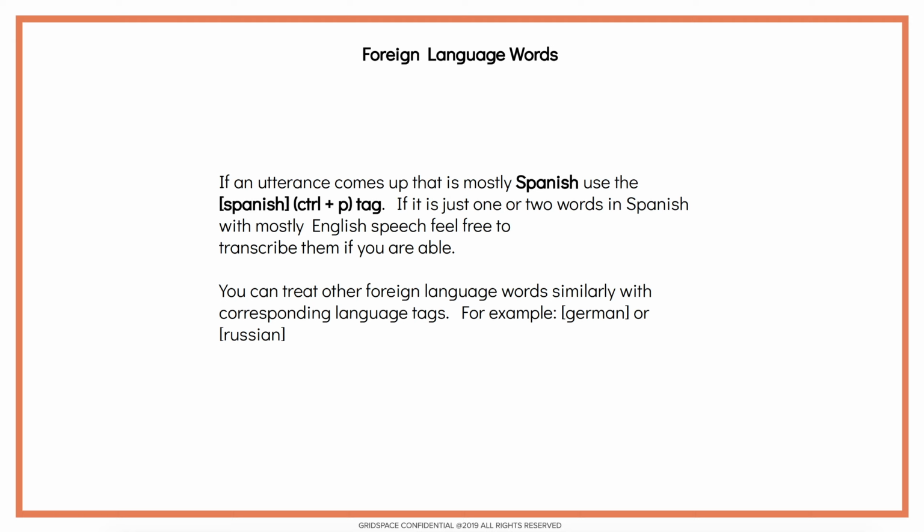If there's a foreign language word, for example, Spanish, you can use the Spanish tag, shortcut Control-P. And if it's just one or two Spanish words that you happen to understand, feel free to transcribe them as you are able. And the same goes for other foreign language words like German or Russian. Just make up a tag and add those tags.